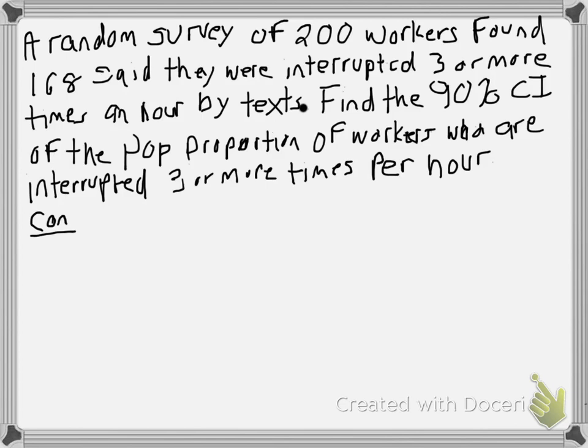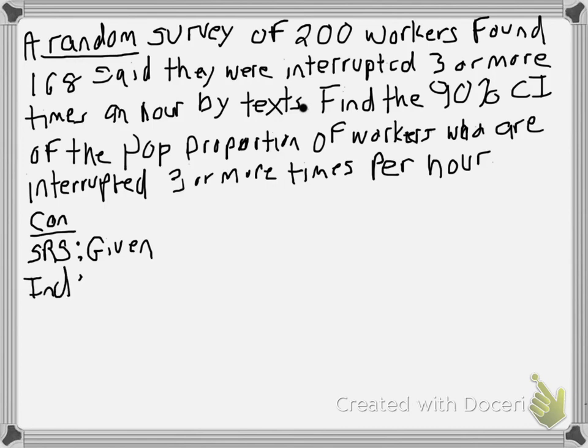First condition, SRS. Is it random? Well, yes, it says so right here, a random survey. So that is given. We don't have to assume it. Is it independent?